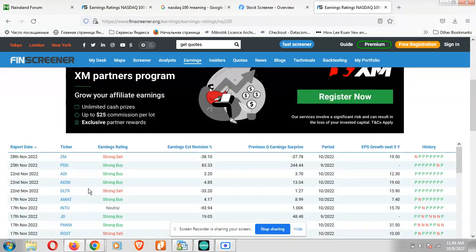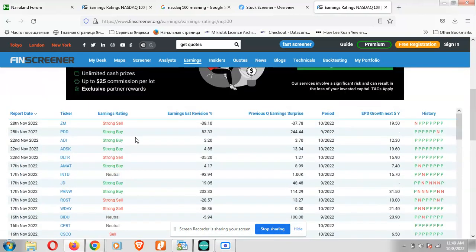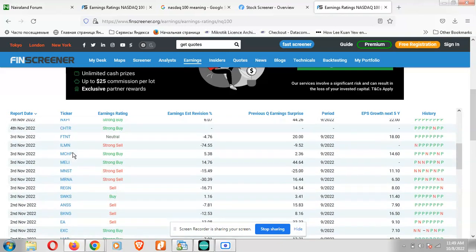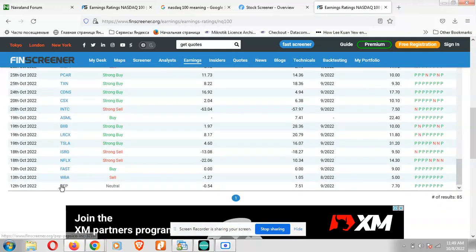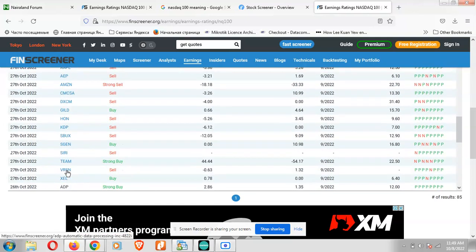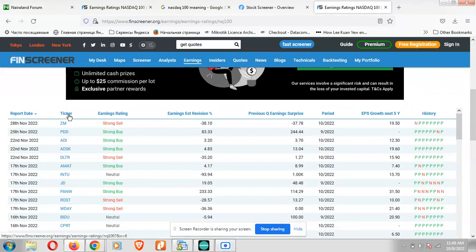Now, on this page, as you can see, let me move up a little so that you can see it. As you can see my pointer, it will bring you here. So these are the 100 companies that made up the Nasdaq. Scroll down. You can see my pointer, I'm still going up. So here is the ticker of the companies. Here is the report date, earnings report. So what I'm going to be looking at right now is the ticker and the earnings report date.